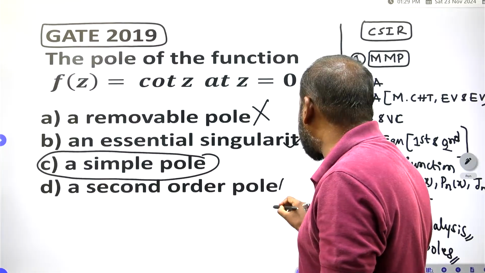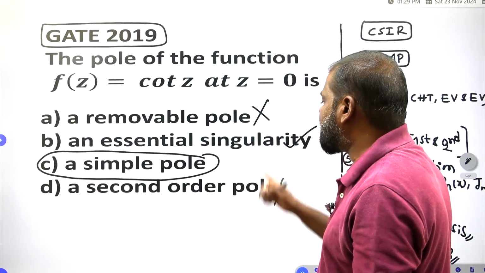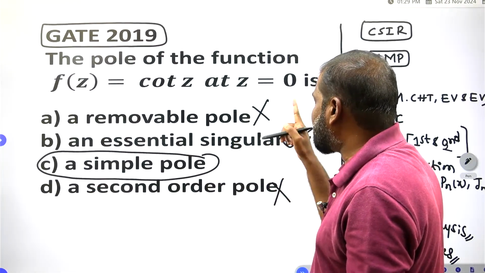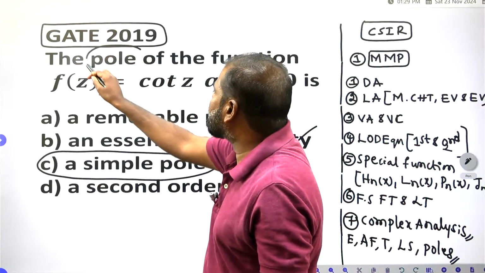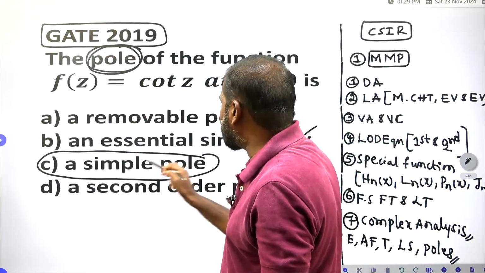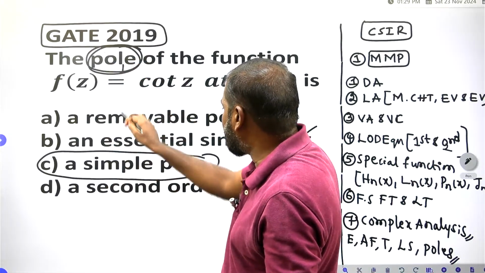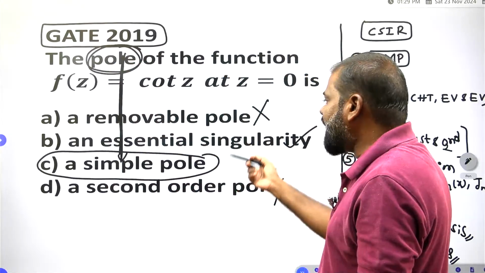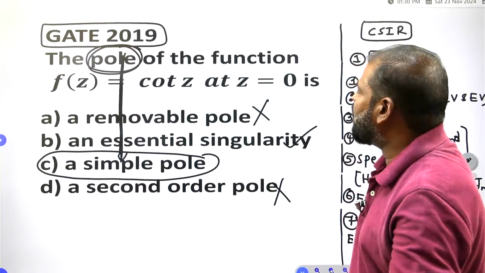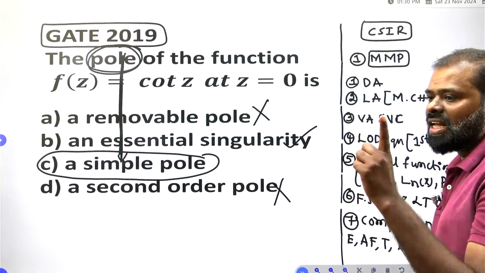Second order pole is not correct. Only simple pole is there, only one term is there. That singularity we call an essential singularity. They are asking for the pole. Pole is equal to simple pole. Based on the question, you have to give the answer. What is the pole? So B and C both are correct.